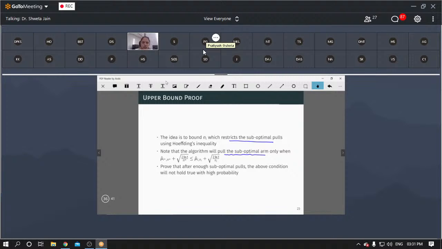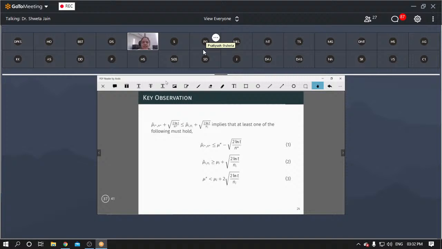I'm going to see when I pull the suboptimal arm, and I'm going to pull it only when this bound is less than or equal to this bound. What is this bound? This bound basically represents the upper confidence, the optimistic view of the best arm that I have. And this represents any arm I. And the idea is to bound the suboptimal pulls. How I'm going to do this, again, I'm going to leave it as an exercise to you.